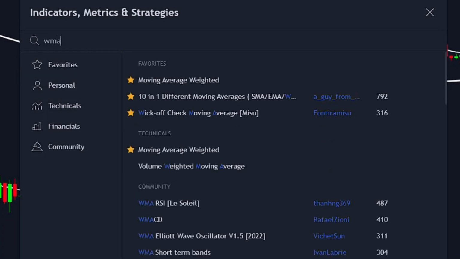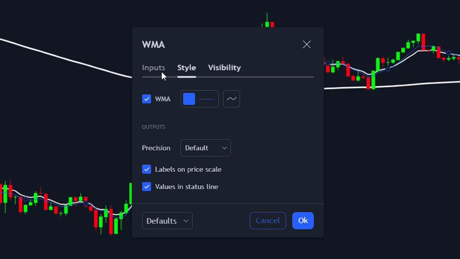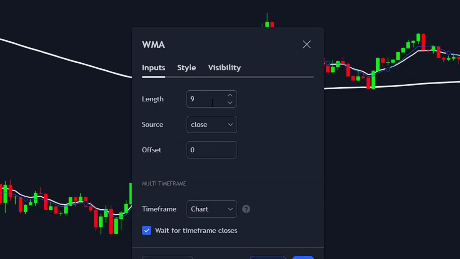Next up, we'll add the WMA indicator, which will serve as our signal guide for placing buy and sell orders. Customize it as per your preference and then confirm the changes.